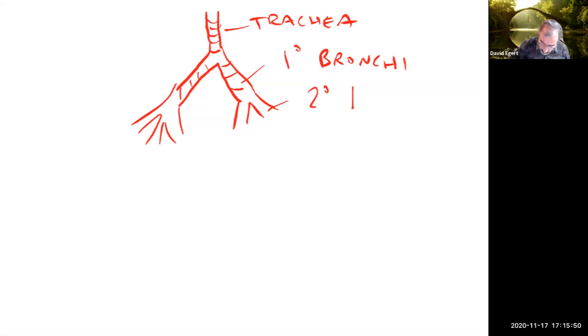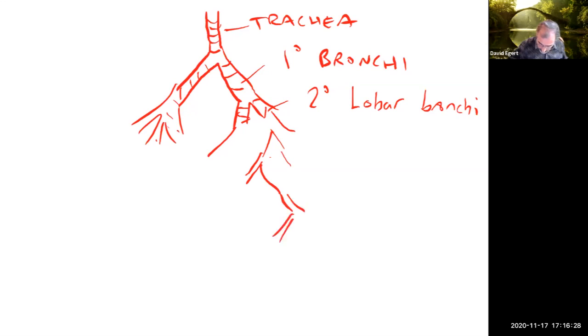Secondary or lobar bronchi. Now you have actually only two lobes on the left side and three lobes on the right because the heart takes up space on the left. About two thirds of the heart is on the left side of your chest cavity. And then they just keep branching and branching into smaller and smaller little branches. I'm not going to get into the segmental bronchi and so on. There's going to be ultimately 23 orders of branching.